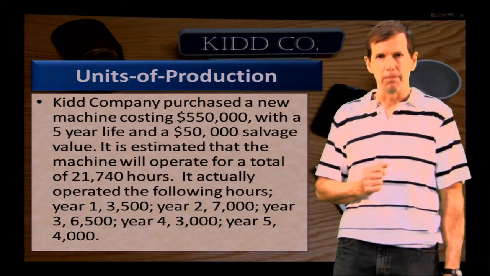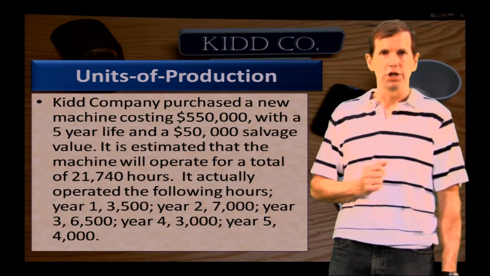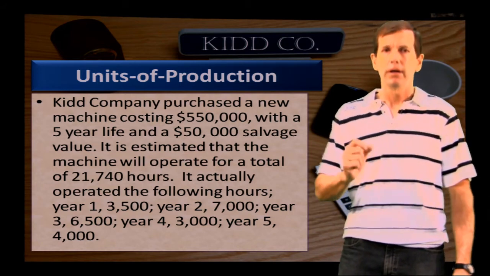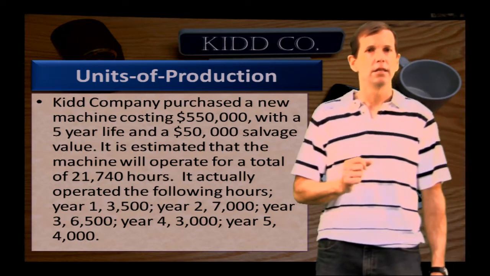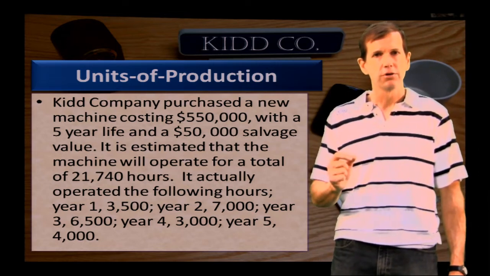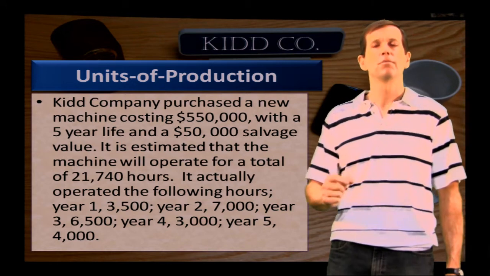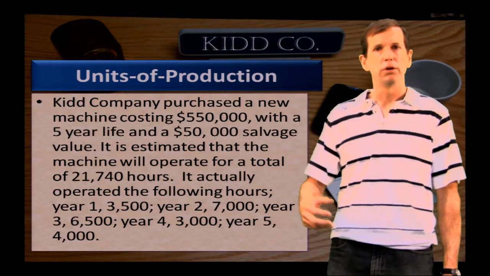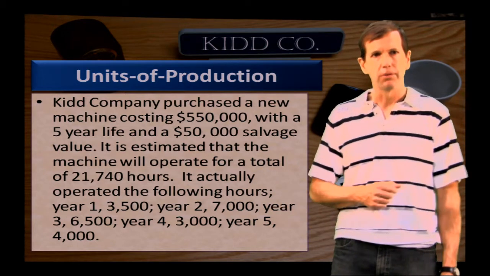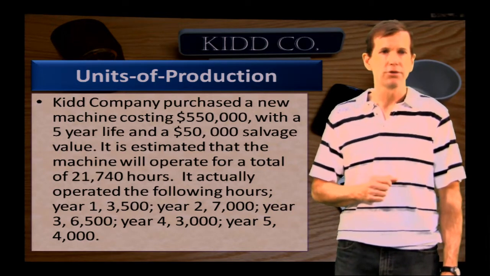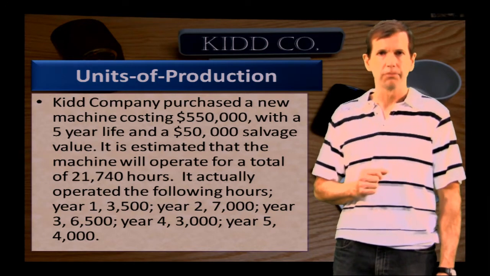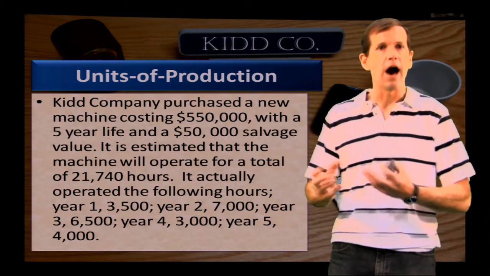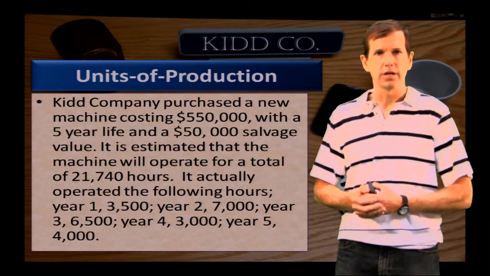Let's use the same example. Same thing, we purchased a machine for $550,000, $50,000 salvage value. But now, instead of estimating that the machine is going to last 5 years, let's state the life in terms of some production method. It could be miles if it's a vehicle, it could be units produced, or in this example, we're estimating that this machine will last 21,740 hours. So the machine has to obviously have some type of an hour meter on it that tells us how long we use it.